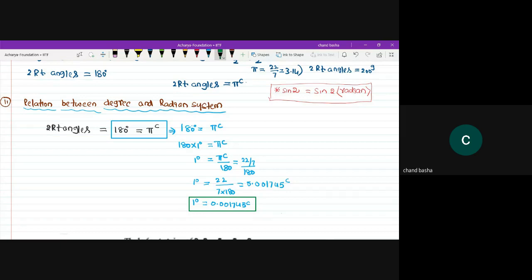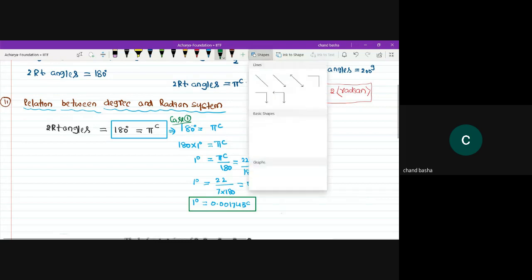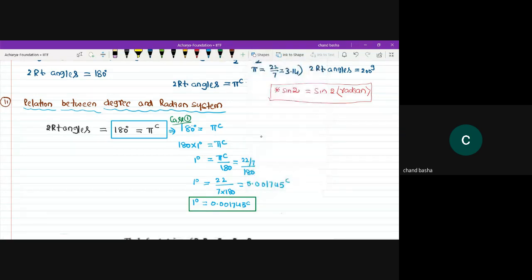When we compare the trigonometric ratios, the question is whether the degree value is greater or the radian value is greater. This is case number 1 to be noted. First case to be noted, right? And after that, make a note of this point: 1 degree is equal to how many radians? Pi divided by 180 radians.